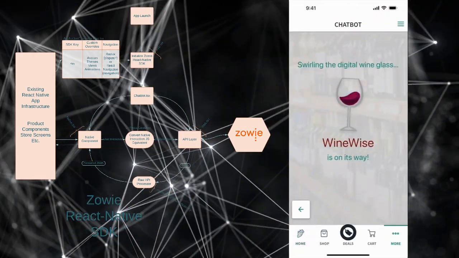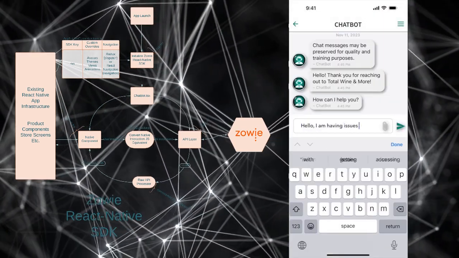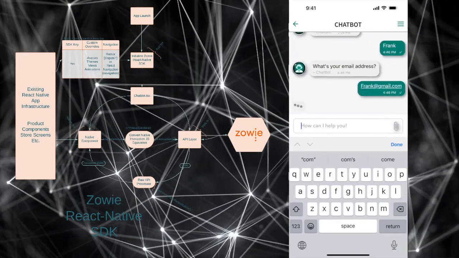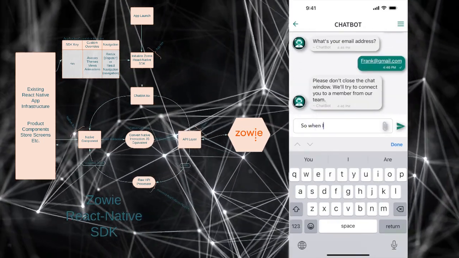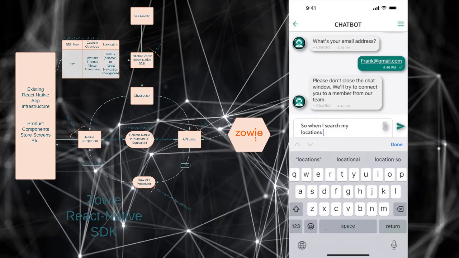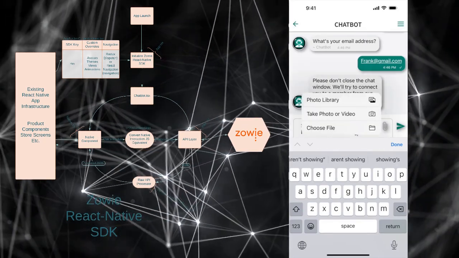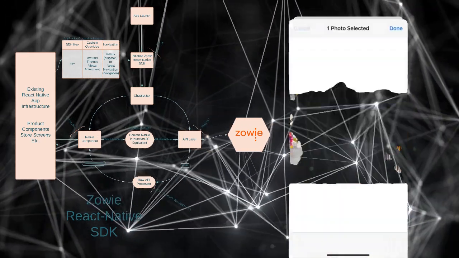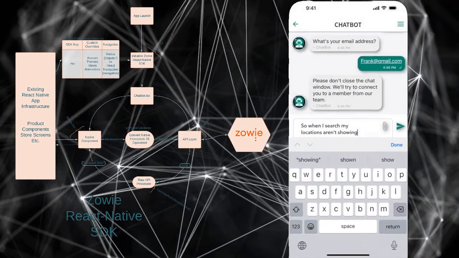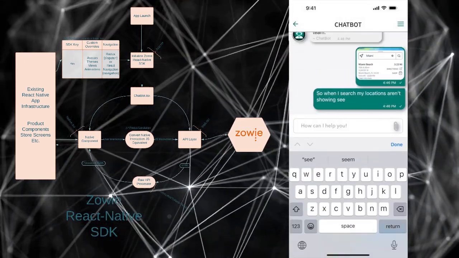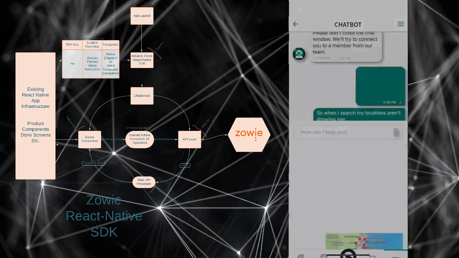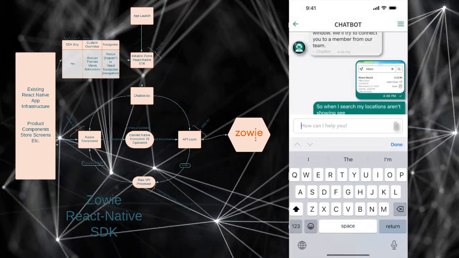Now let me show you a scenario where I wanted to test how Zowie would handle it if I had a bug in my app. So basically I made a simulated issue: I can't find the right location. I'm just speeding through the initial chat, uploading the screenshot of the issue I had, which is basically I said that I couldn't find the right location. And I wanted to see how Zowie would handle this.